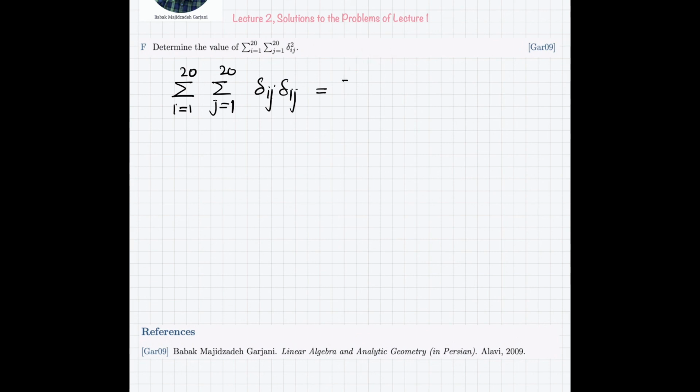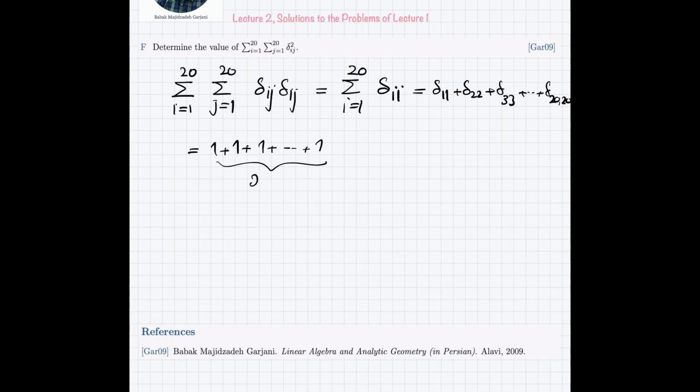So this becomes sigma i goes from 1 to 20, and then I am left with delta_i. Okay, but this is very simple now because delta_i is 1 and I am calculating, so this is equal to delta_1 plus delta_2 plus delta_3 up to delta_20. But all of them are equal to 1, so 1 plus 1 plus 1 up to 20 summands. Yes, and then this becomes 20.